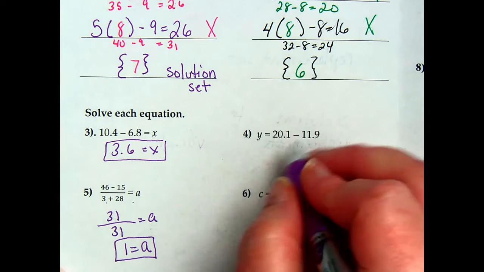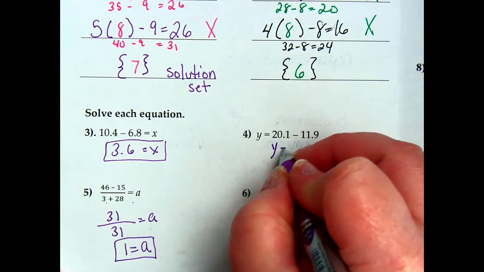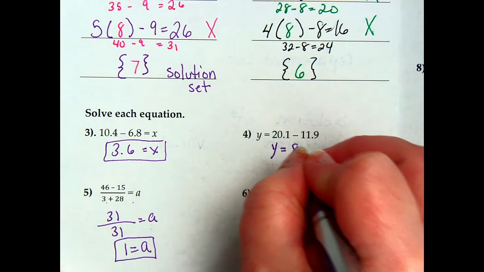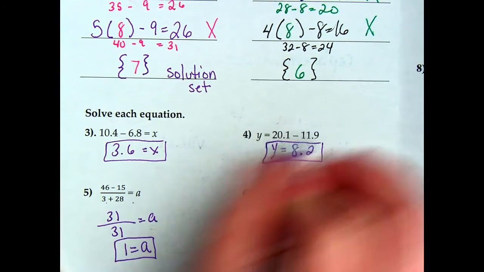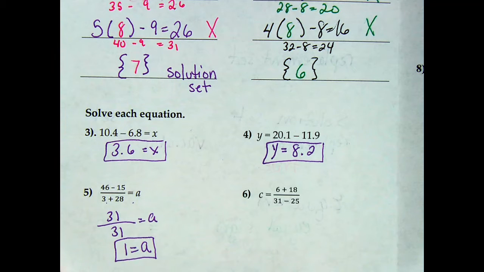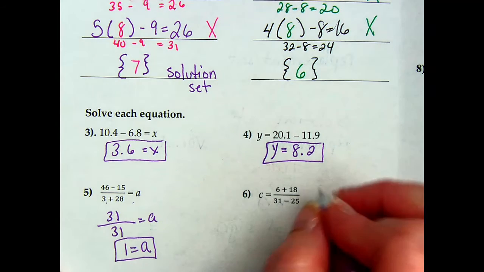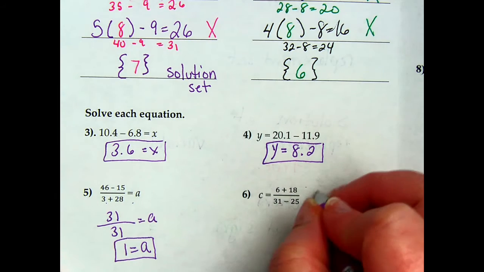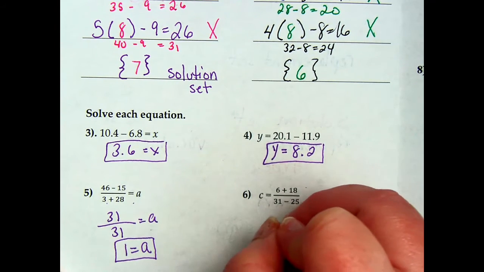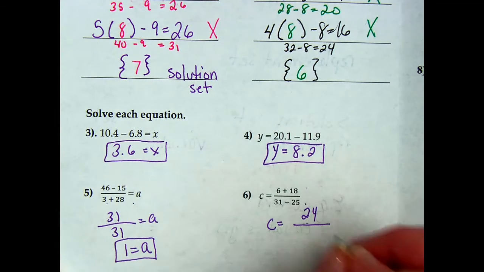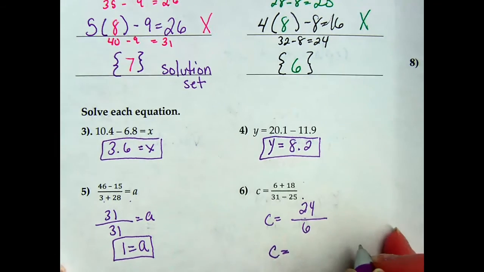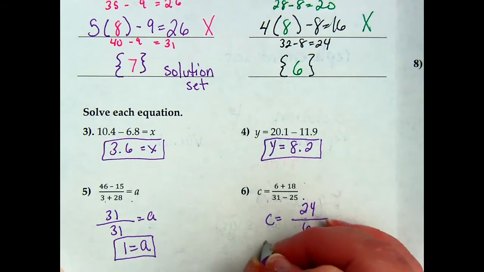In this example, I'm just going to subtract 20.1 minus 11.9 gives me 8.2, and therefore y is equal to 8.2. And in number 6, it's another fraction, so I do the numerator and then I do the denominator. 6 plus 18 is 24. 31 minus 25 is 6. And 24 over 6 is just division, so I say 24 divided by 6, which is 4, and that is my value for C.